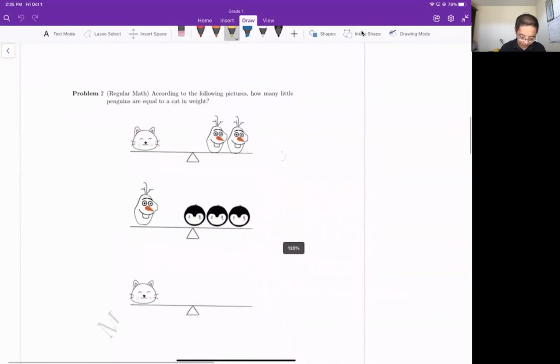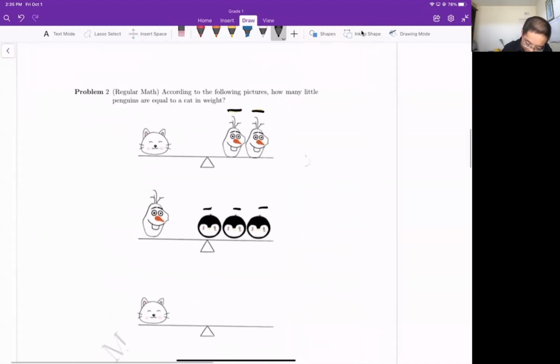Question number 2. This problem says we have 1 cat. Also, we have olives and little penguins. The first picture says 1 cat equals 2 olives in terms of weight. And the second picture says 1 olive equals 3 little penguins in weight. And what we need to find out is how many little penguins equal the cat in terms of weight.